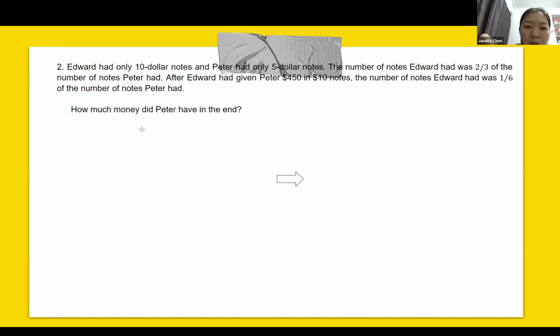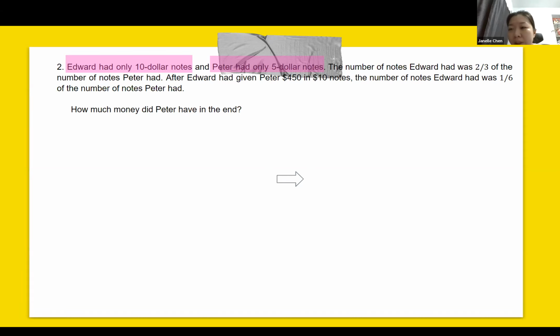So key thing number one: Edward only has $10 notes, so all the money Edward has is in $10 notes. All the money Peter had was in $5 notes. Then now we go into ratio or fraction. Normally for this kind, we'll state it in ratio. For those that never learned ratio, I'll be explaining.